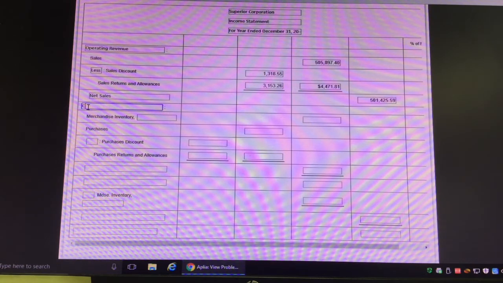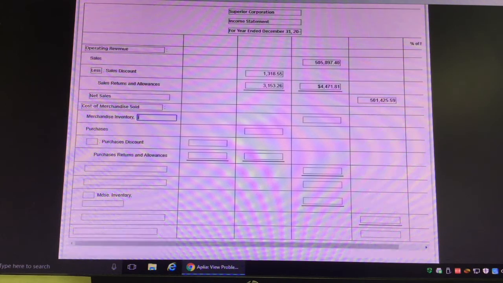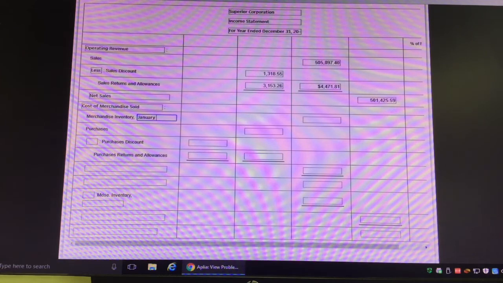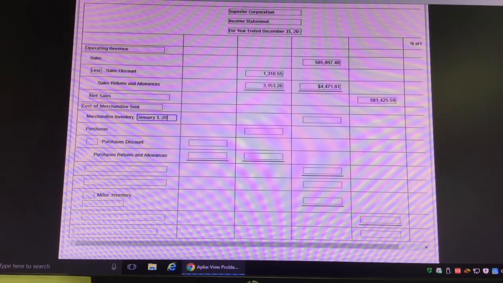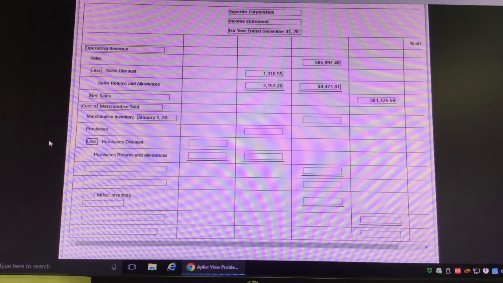We're going to do next, and this is our cost of merchandise sold. Remember, the beginning inventory is January 1st, 20 of the current year. And we're going to figure out our purchases and subtract our discounts, so less our discounts and our returns and allowances, and this will give us our net purchases. So let's calculate our net purchases.